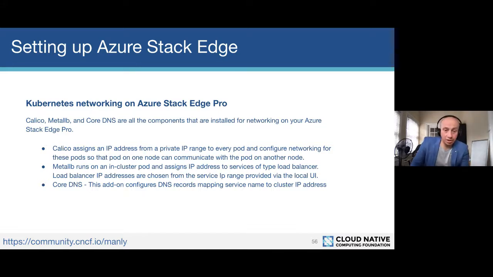So Kubernetes networking. How does that work on Stack Edge Pro? They use Calico, MetalLB and CoreDNS. They're the components that install networking on the edge device. Calico assigns IP addresses from the private IP range to every pod. It configures the network for these pods, so that a pod on one node can communicate with a pod on another node. MetalLB runs an in-cluster pod and assigns IP addresses to the services of type LoadBalancer. The load balancer IP addresses are chosen from the service IP range provided via the local UI. And then they also run CoreDNS as well, which allows the DNS record to map the service name to the cluster IP address.